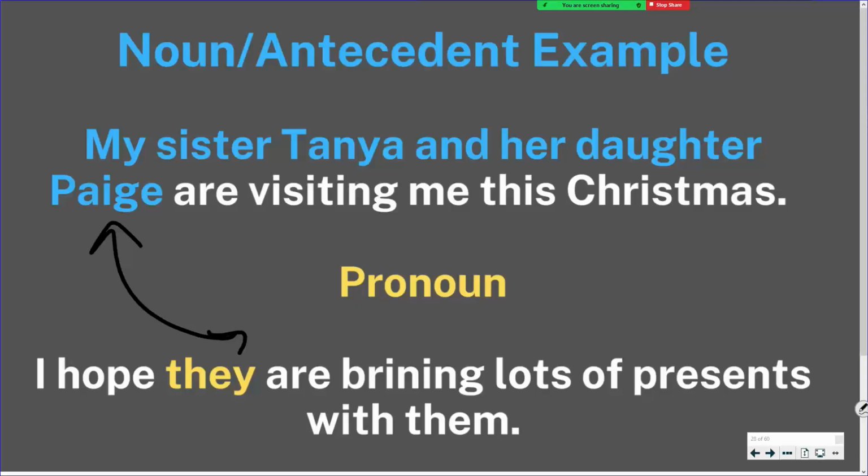So we've got singular pronouns, and we've got plural pronouns. It's pretty simple. Spelling the word plural, right? I need singular pronouns to refer back to singular nouns, and I need plural pronouns to refer back to plural nouns. My sister Tanya and her daughter Paige is a noun phrase, but it's referring to 2 different people, namely my sister and her daughter, right? So I have to use the word "they."